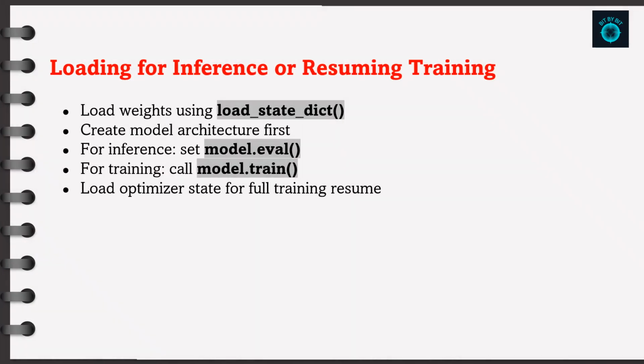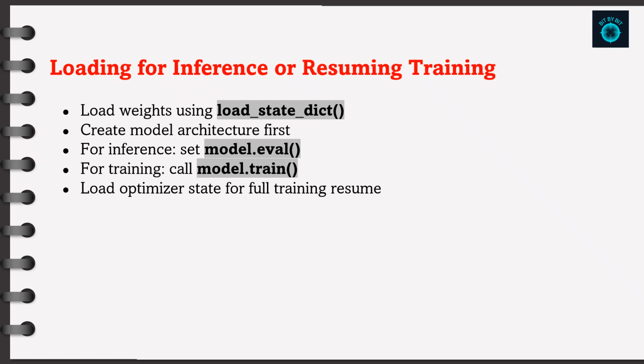To use a saved PyTorch model, you need to load the weights into a new model instance. First, create the model architecture exactly as it was when saved. Then call load_state_dict and pass in the loaded weights. If you're using the model for inference only, remember to call model.eval. This sets the model to evaluation mode, turning off things like dropout and batch normalization updates. If you're resuming training, call model.train instead. Also, if you save the optimizer state, you can reload it to continue training exactly where you left off.